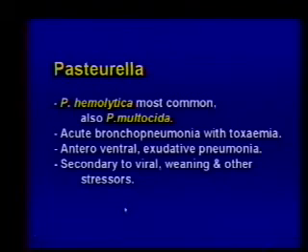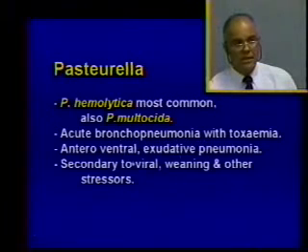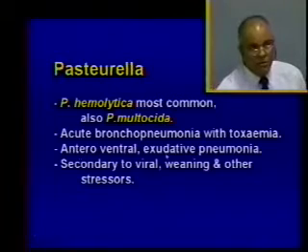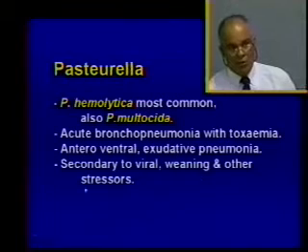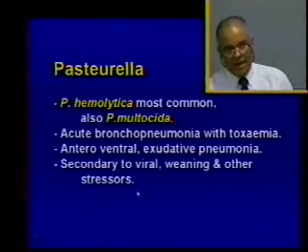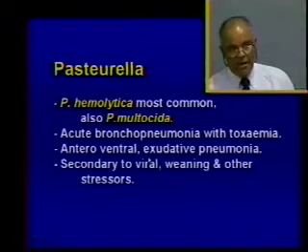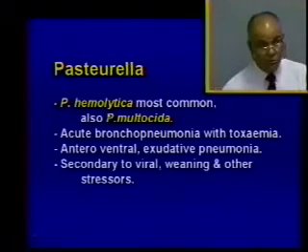Pasteurella is one of our bacterial agents. Pasteurella hemolytica is the most common. Also, Pasteurella multocida causes an acute bronchopneumonia with toxemia. There's usually an antero-ventral exudative pneumonia, and it's secondary to viral infection, weaning, and other stressors. Cannot overemphasize this word right here, stress. Anything that stresses a calf or a cow. Then we have a viral insult, followed by a secondary infection, which in this case would be Pasteurella.